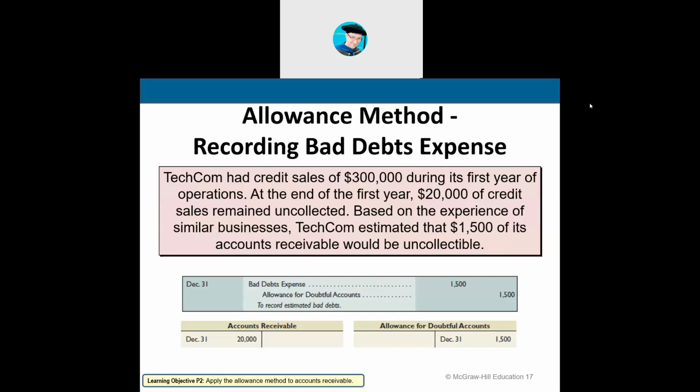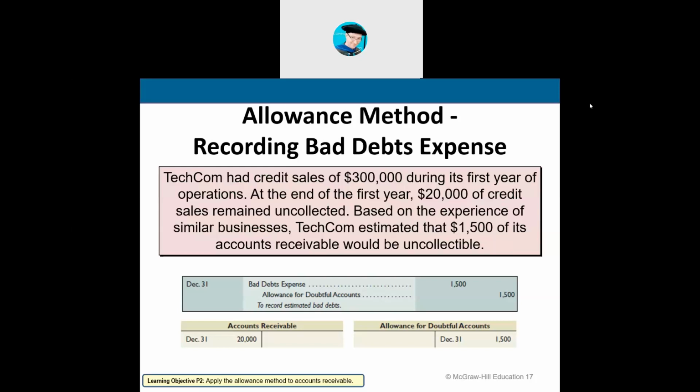Okay, let's take a look. So our company had credit card sales of $300,000 in the first year of operations. At the end of the first year, $20,000 of my credit card sales remained uncollected. Oh, that's a lot. So $20,000 out of my $300,000 in credit sales, I can't collect on. They vanished. Something happened to those customers. Whatever, right?